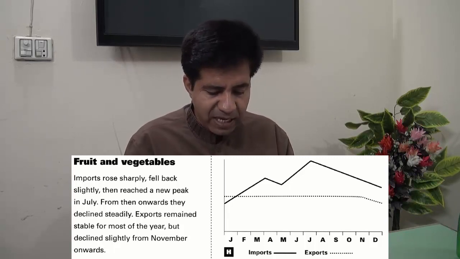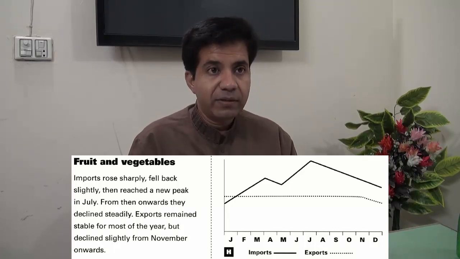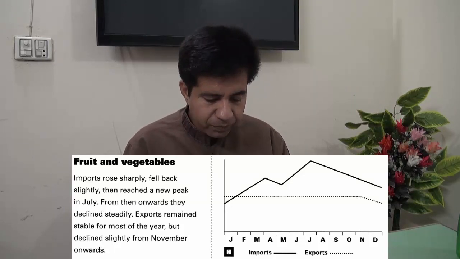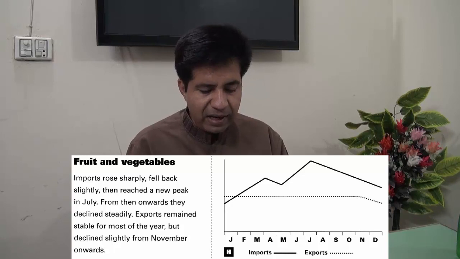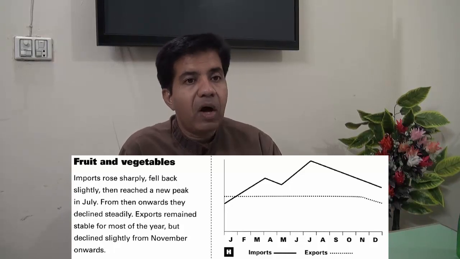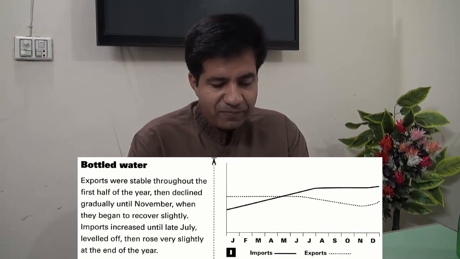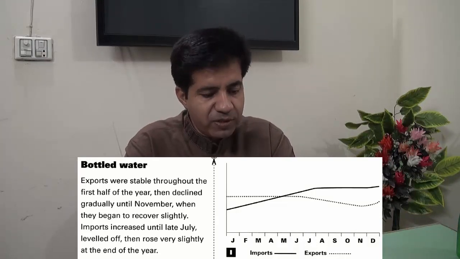Exports remained stable for most of the year. Now you can see the stability of exports. They remained stable for most of the year, but declined slightly from November onwards. Okay, bottled water. Now we have imports and exports.